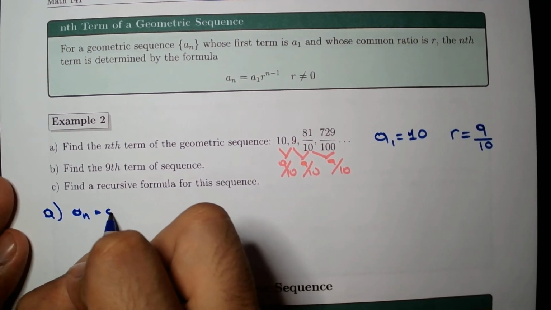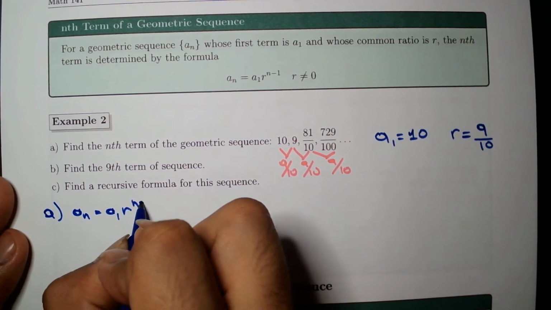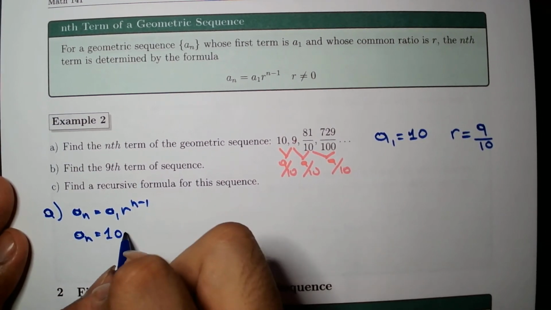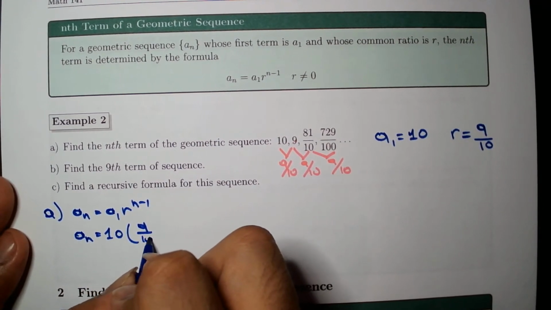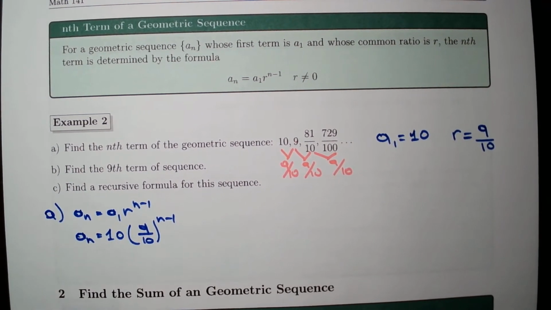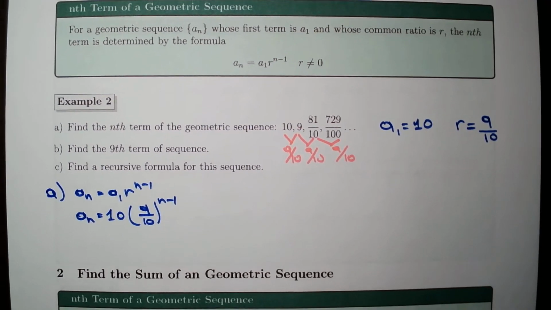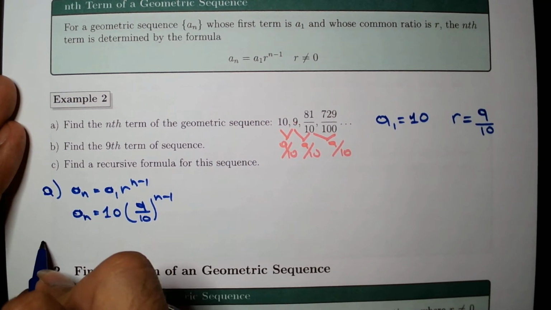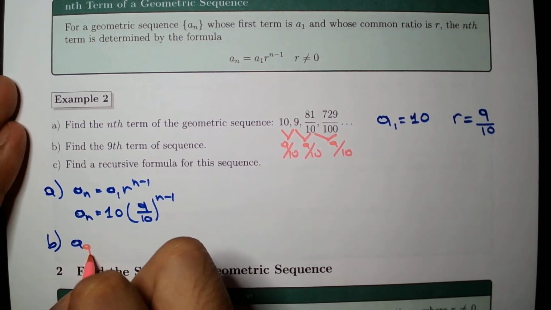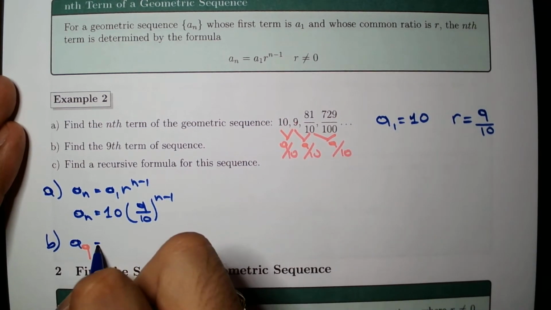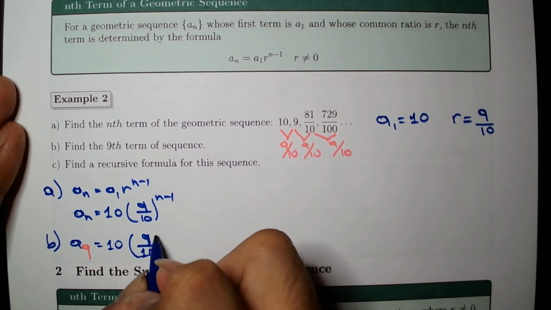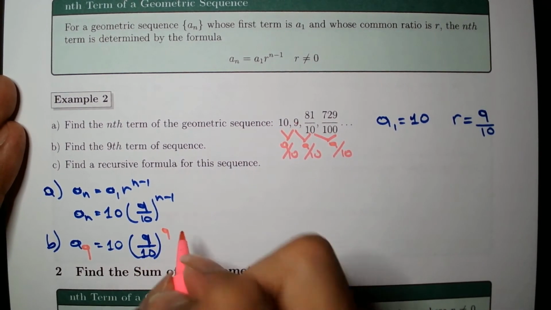A sub n equals the first term times r to the n minus 1. A sub n equals a sub 1, which is 10, times r, which is 9 over 10, to the n minus 1. So that's the expression for the nth term. Well, in this case, they're asking us to find the 9th term of the sequence. So all we do in this case, a sub 9, 10 times 9 over 10 to the 9 minus 1.